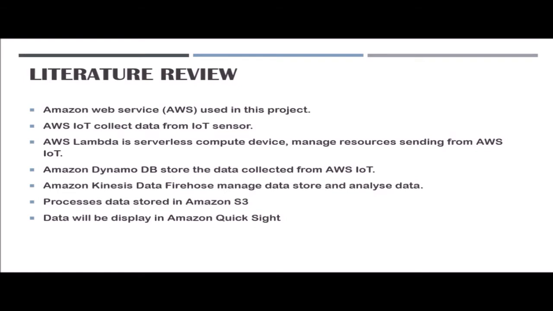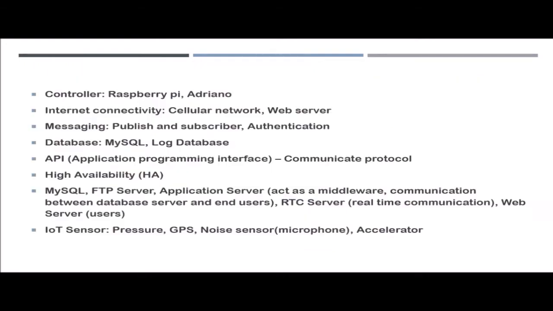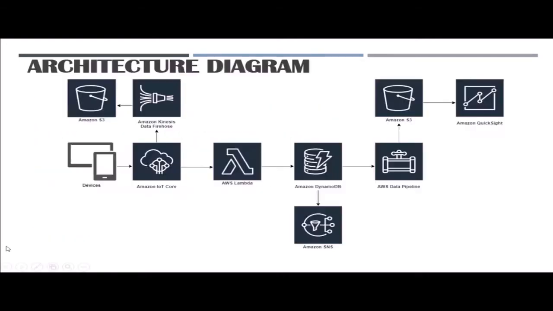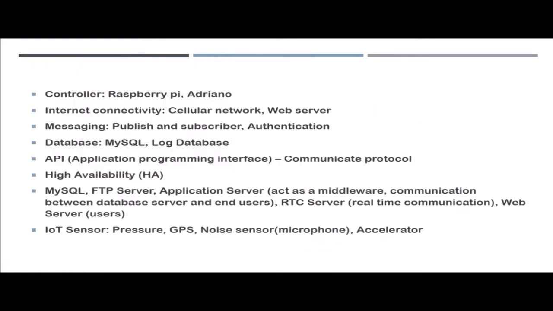Amazon S3 stores the data that has already been processed, and the data will be displayed in Amazon QuickSight. So this is our architecture diagram. Then these are the tools that we have used.